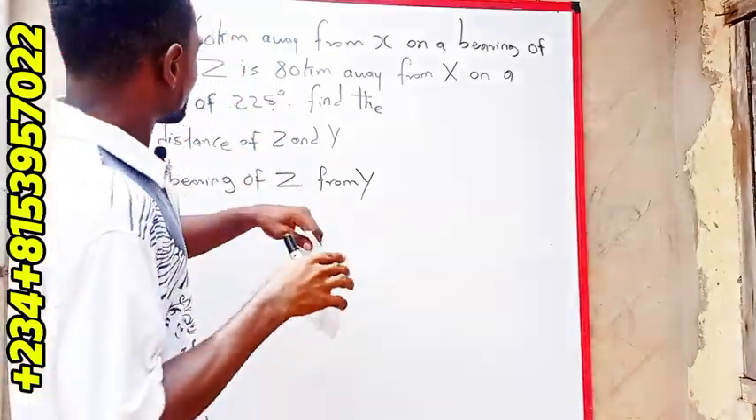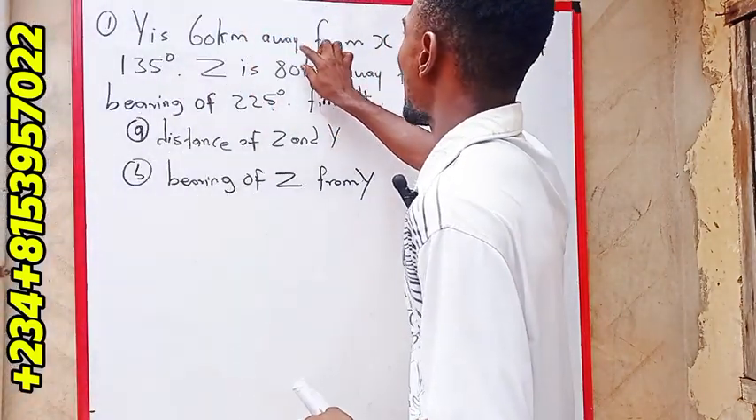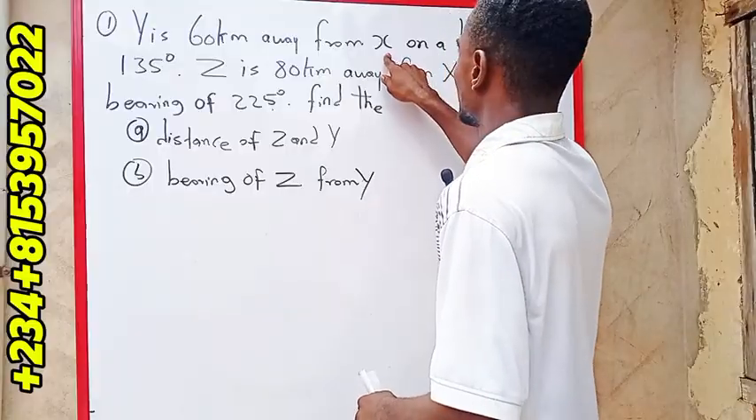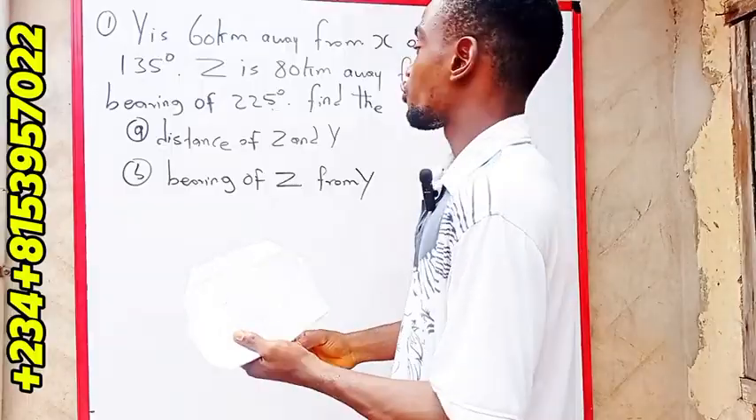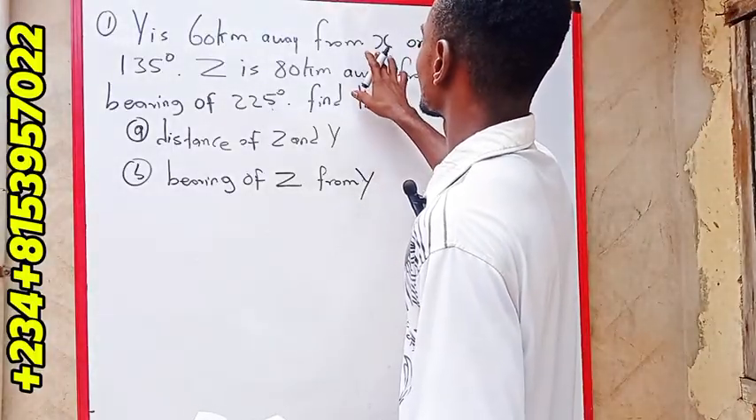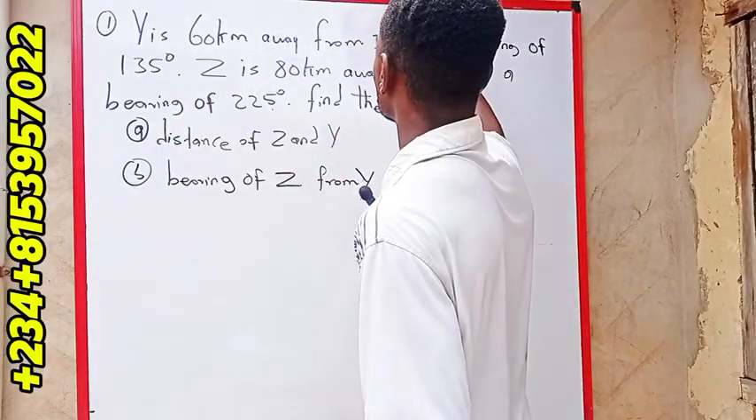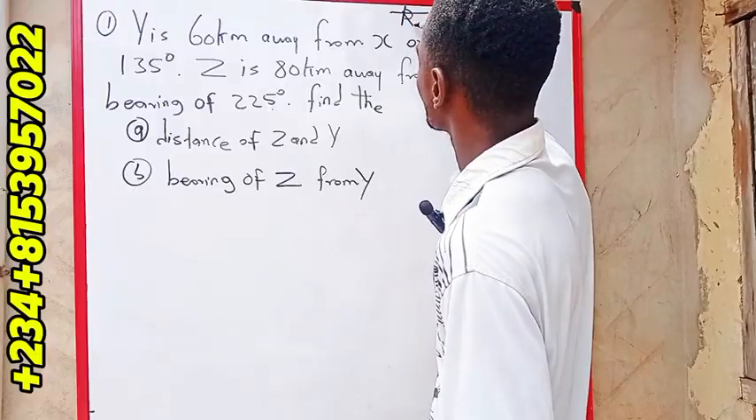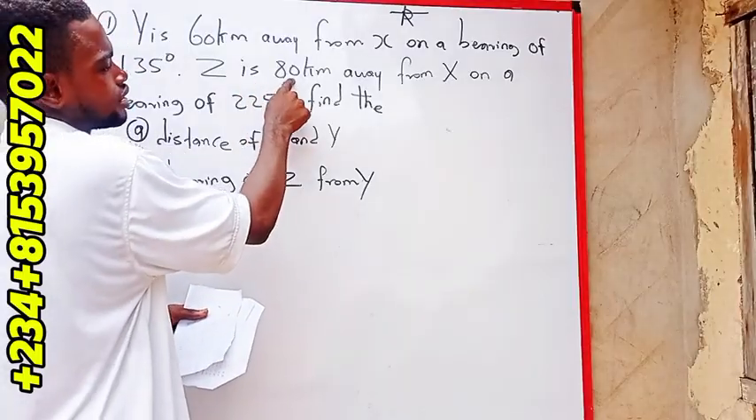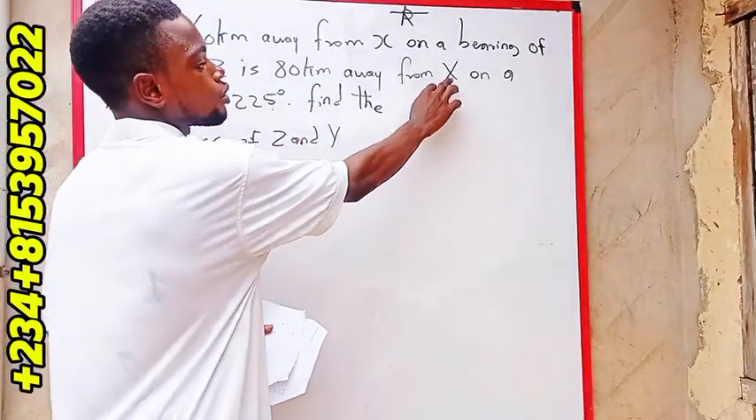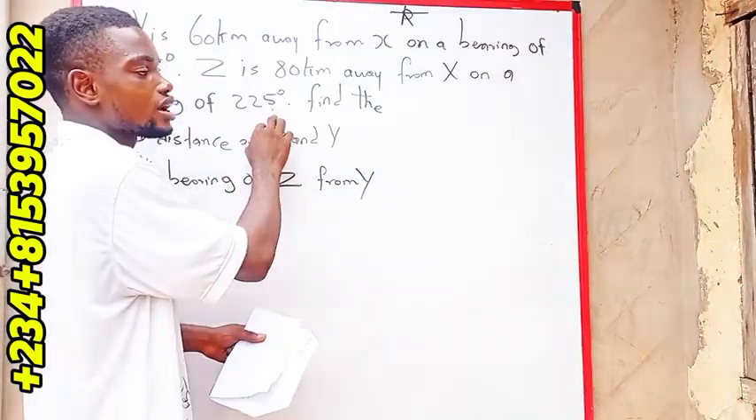Now let's try this question. It says, Y is 60 kilometers away from X and on a bearing of 135 degrees. From X means that it starts from X. So on a bearing of 135 degrees. 135 degrees is going to fall under which quadrant? You get. Now, Z is 80 kilometers away from S on a bearing of 225 degrees.